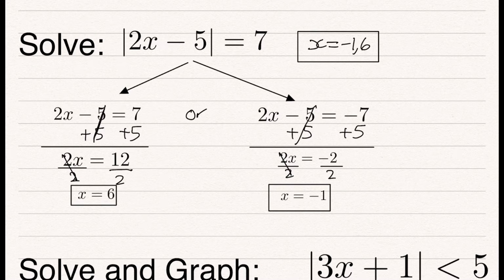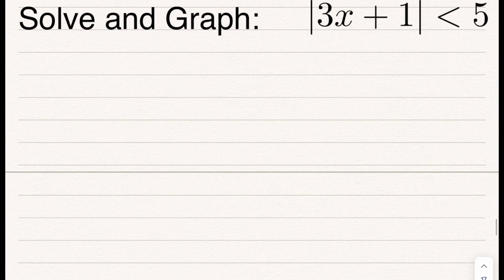Another perfectly valid way to show our solutions would be as a solution set, negative 1 comma 6. Both of these represent the solutions to our equation. Changing gears a little bit, what happens when you throw in an inequality? So now what's different is that this is no longer an equal to. It's a less than. So before we look at this problem specifically, let's look at the general case.